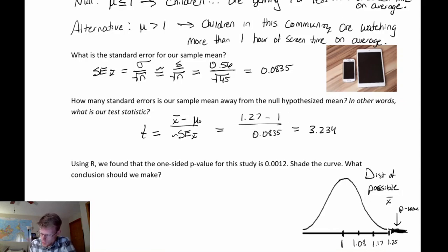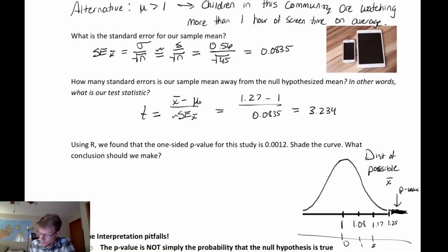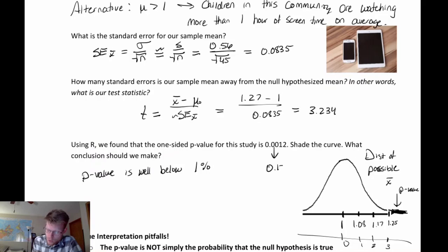Our t scale I can put under here. This is 0, this is 1, this is 2, 3. So we're a little bit more than 3 estimated standard errors off. That's why our p-value is so low. Our p-value is well below 1%. This right here is 0.12%, by the way. If I move that decimal place over 2 places, that's a percent now, 0.12%.